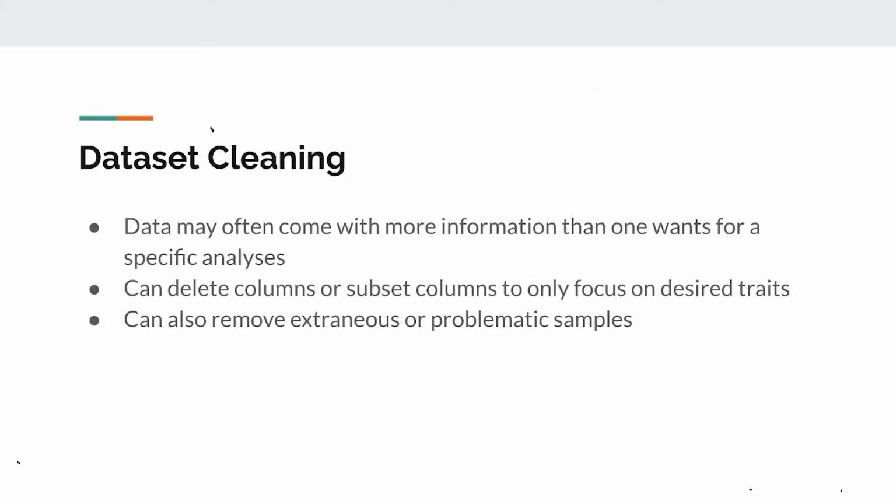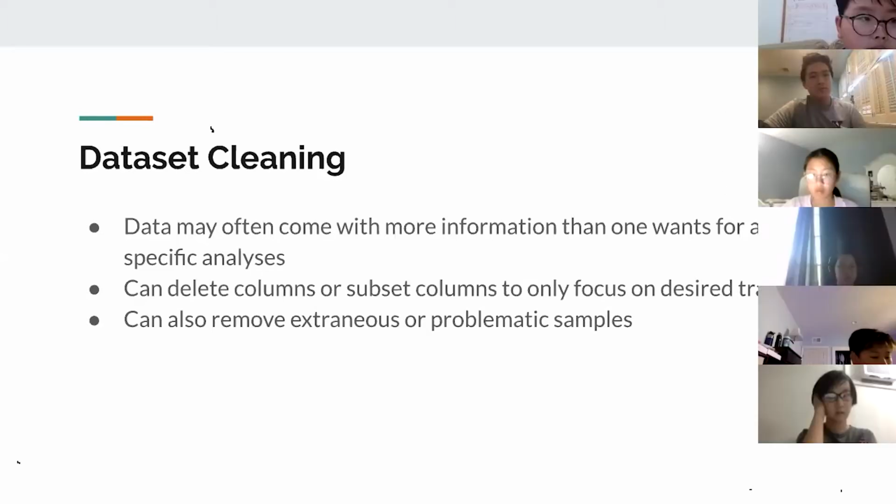Another issue that you often have is, say you're sampling from a population, you're looking at samples from a group. There might be samples in there that are extraneous or essentially unusable. They're too different and they don't really match the actual population or samples that you want to study. So you can also remove extraneous or problematic samples. Any questions about data set cleaning? We'll go over practical examples of that soon.